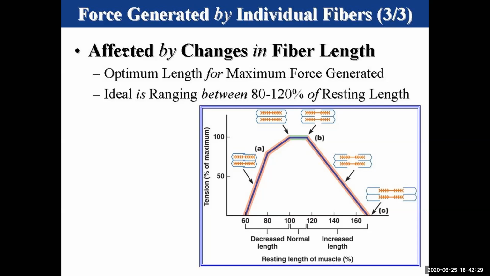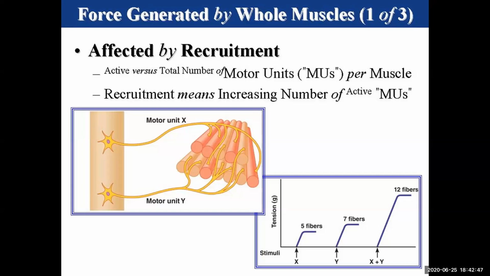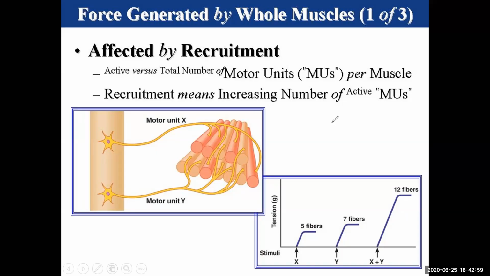So now we are talking about the entire skeletal muscle. This is the organ level. So again, there are three factors that can basically affect the tension generated by the entire muscle. The concept is called recruitment. So meaning how many motor units have been recruited, how many motor units have been activated, right? So we learned this already in the motor unit.